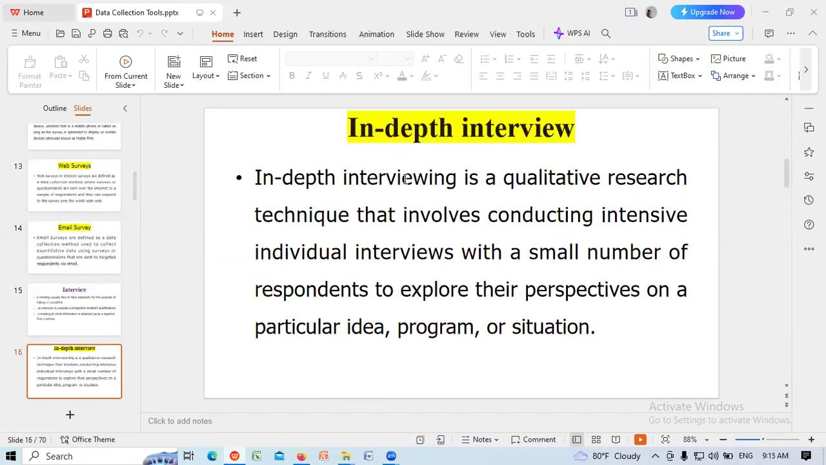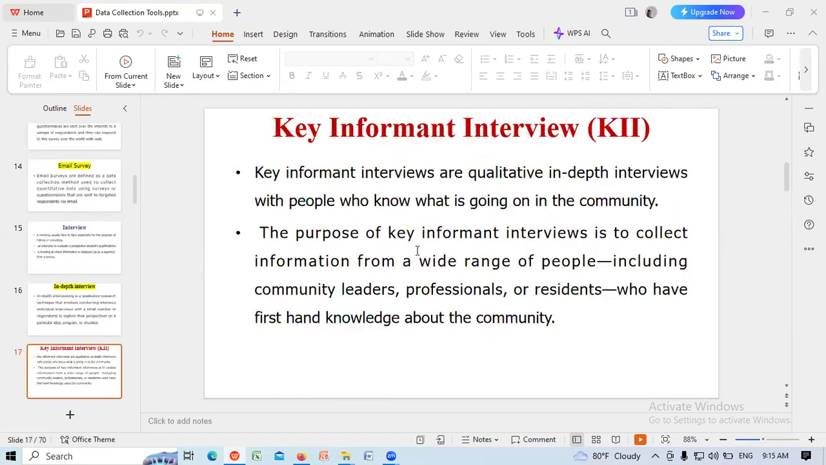An in-depth interview is a qualitative research technique that involves conducting intense individual interviews with a small number of respondents to explore their perspective on a particular idea, program, or situation.